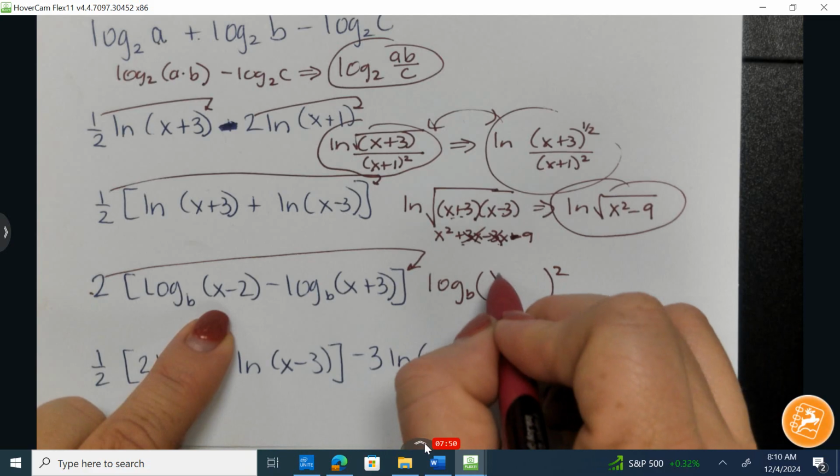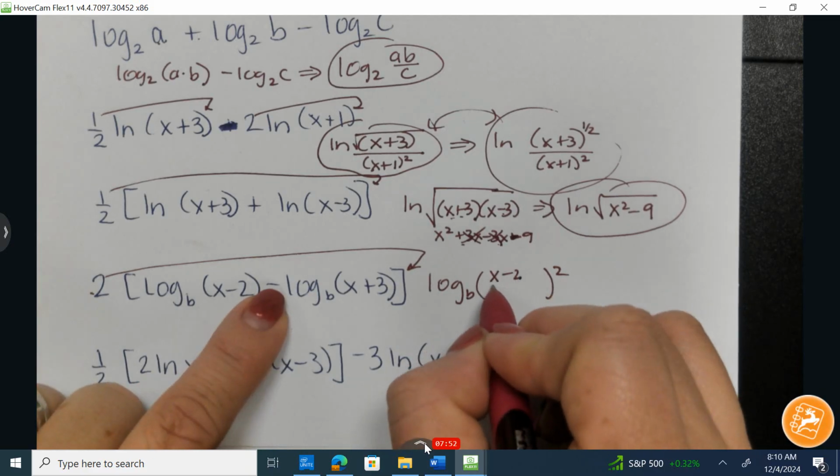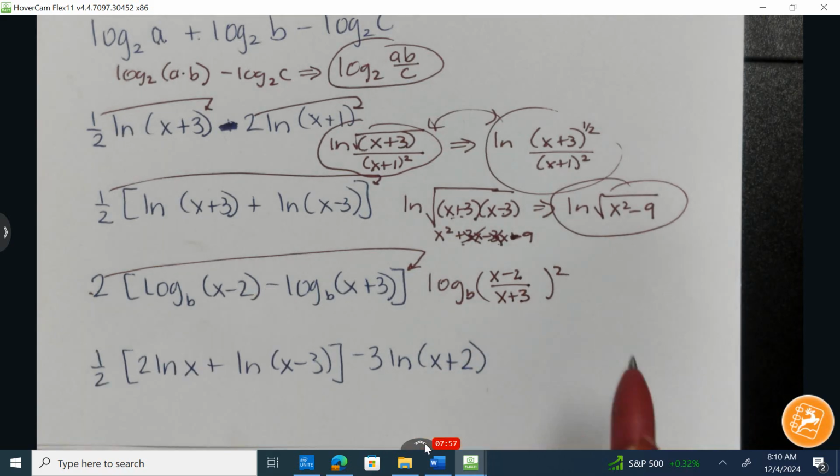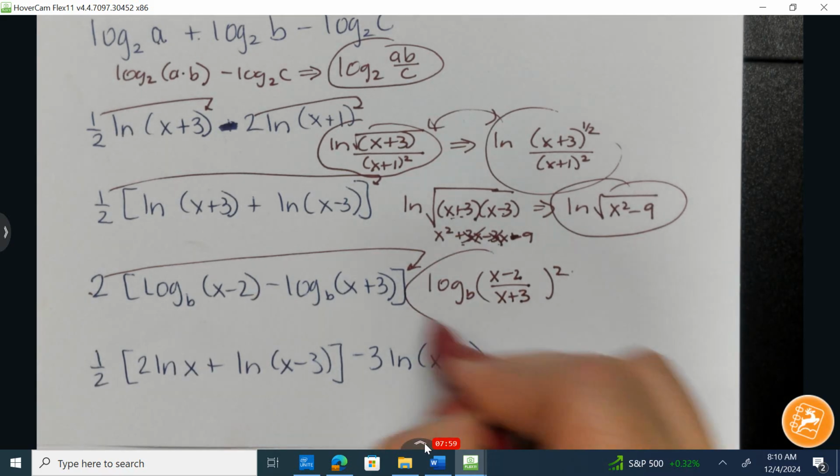Now what am I squaring? I'm taking x minus 2, and subtraction turns into division. I'm going to divide it by x plus 3. This entire quantity is squared.